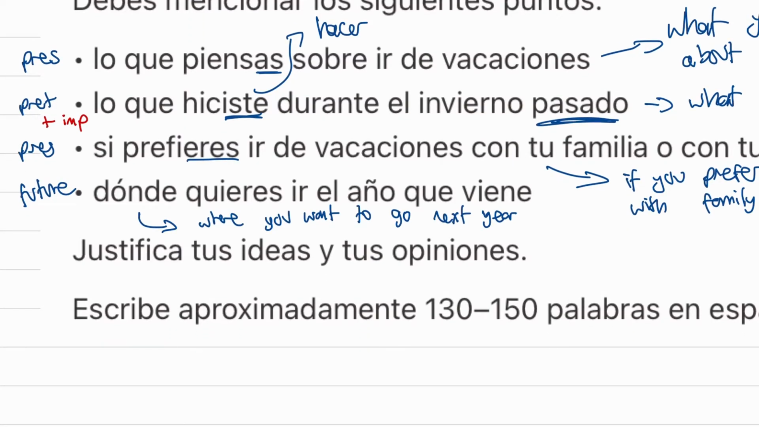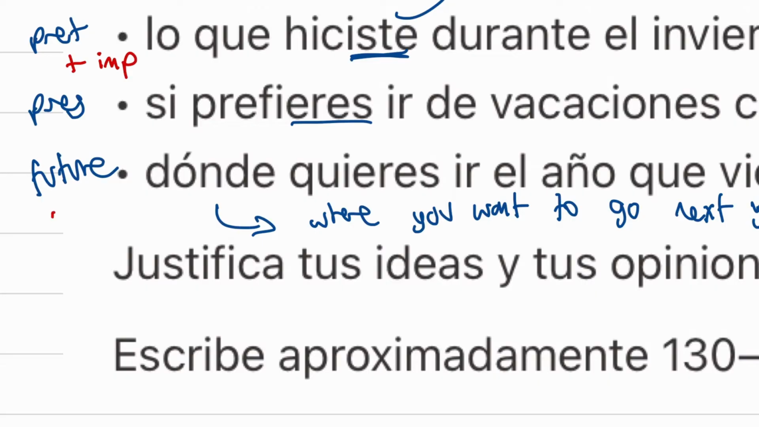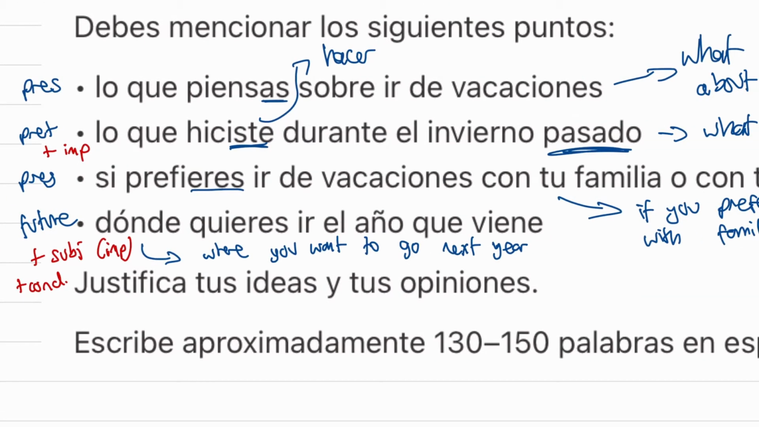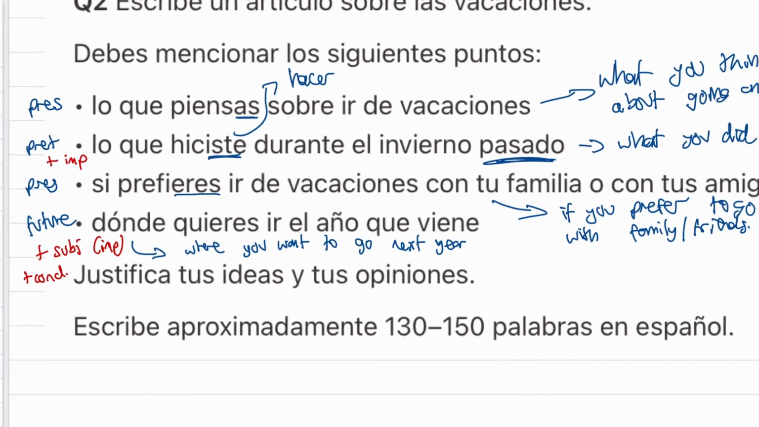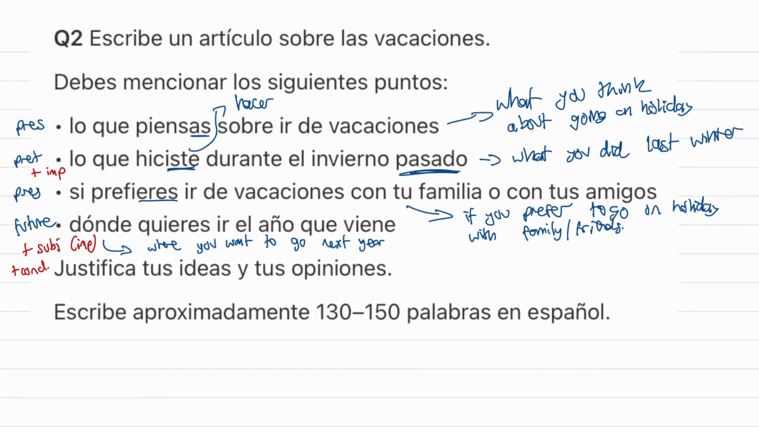Third one, si prefieres, that one I will just leave in the present tense. Future is a good one to add sort of subjunctive and the conditional, so I'm going to write subjunctive and probably end up using the imperfect subjunctive, words like tuviera, fuera, and I will end up using the conditional there as well. So there I've written the extra tenses that I plan to use to make sure I get slightly higher marks.